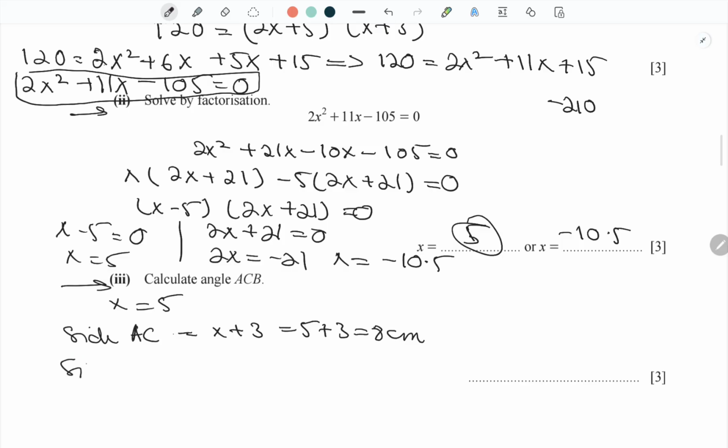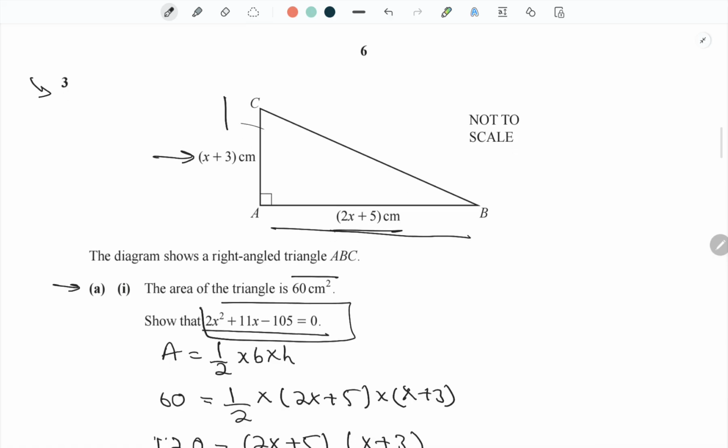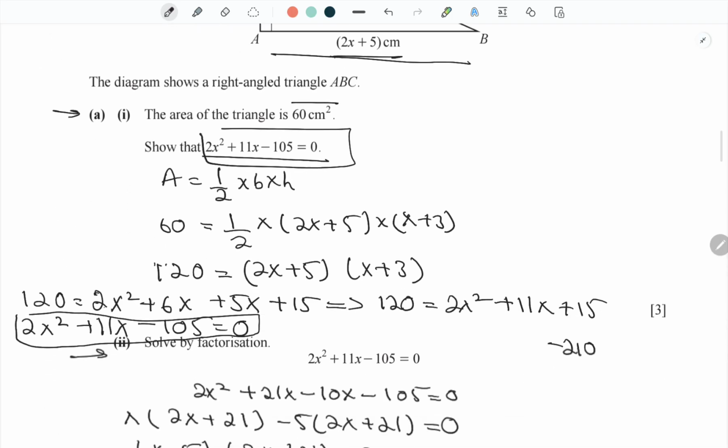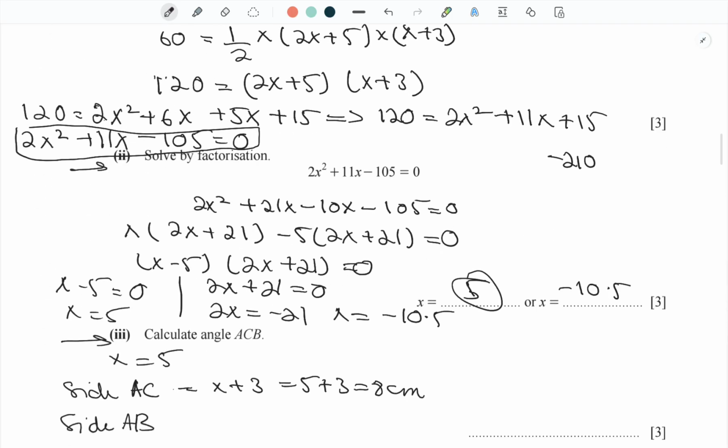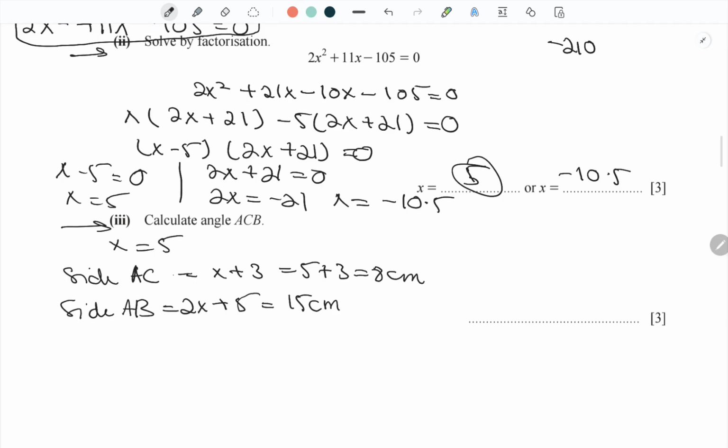Now we move to the side AB. Side AB means this one, the base. So the base is opposite to angle C. That means we have the base, that is 2x plus 5, right? First we write 2x plus 5, then we substitute the value of x, that is 5. So 2 times 5 is 10, and 10 plus 5 equals 15 centimeter, right? Now we use the trigonometry ratio. I hope that you guys understand which trigonometry ratio we use.